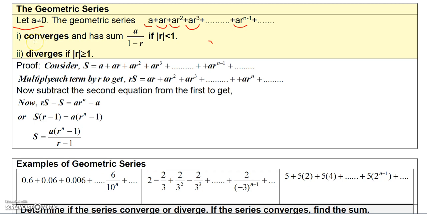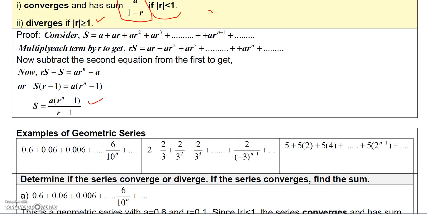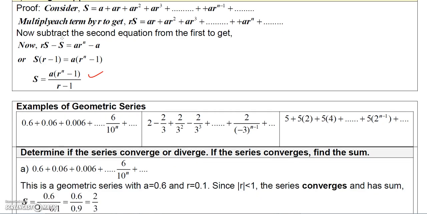And actually this series, I'm not going to show you the proof, but if the absolute value of R is less than 1, then the series converges to the value A over 1 minus R. If the absolute value of R is 1 or greater, then this series actually diverges. There's a short proof here, but I'm not going to go through that. You can freeze the video and read it if you like.